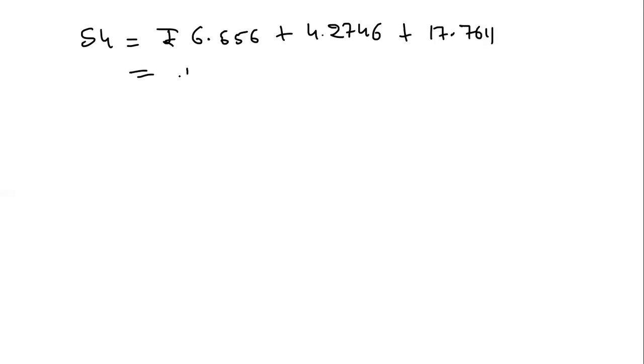Now we go to step 4. Let's add all of these in the equation. From the first equation we got rupees 6.656, plus 4.2746 from the second equation, and from the third equation we got 17.761. So that is rupees 28.69. So this is the three-phase model. The present value of the stock is rupees 28.69.